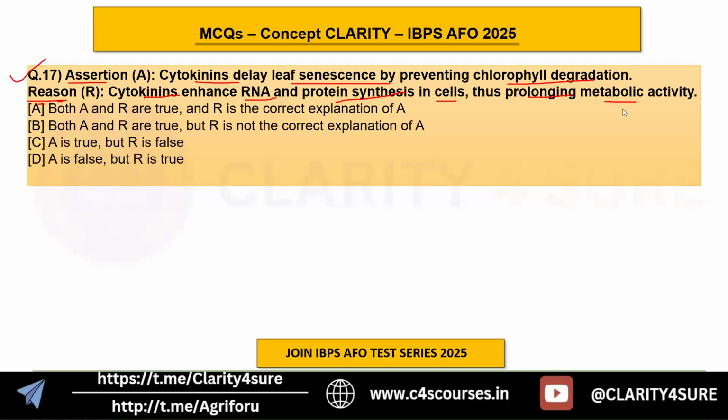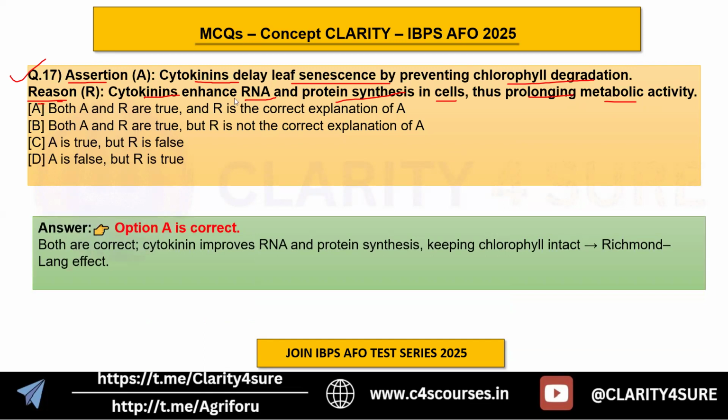The answer would be option A, because both are true and R is the correct reason, or we can say the correct explanation of A. So cytokinin does improve RNA and protein synthesis, keeping chlorophyll intact, which is the Richmond-Lang effect.